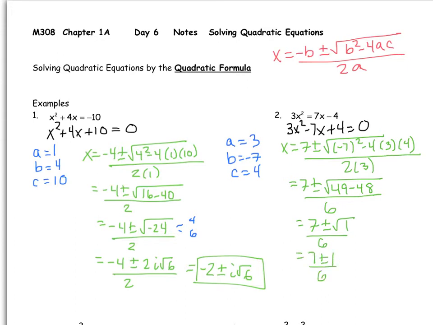7 plus 1 is 8 over 6, which reduces to 4 over 3. 7 minus 1 is 6 over 6, which reduces to 1.